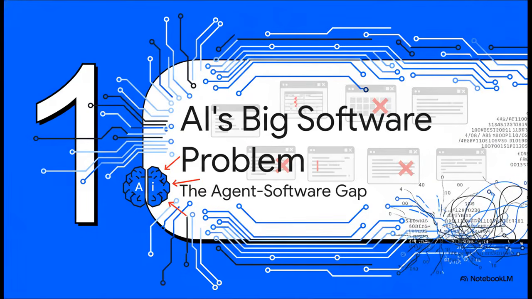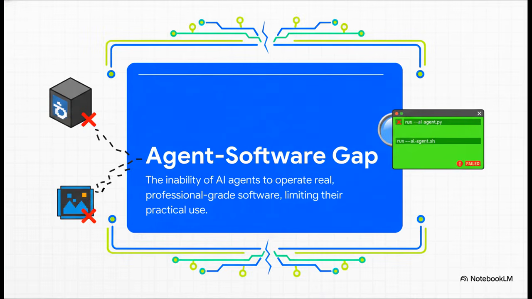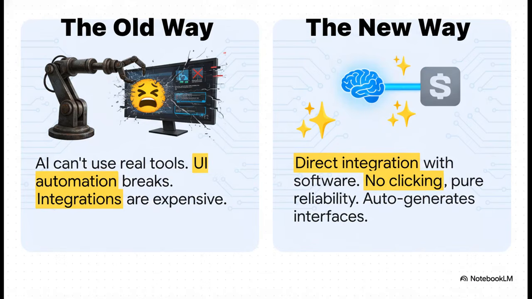So, what is that problem exactly? Well, it kind of boils down to this. For all their brain power, AI models are actually terrible at using real professional software. And this massive disconnect has a name, the agent software gap. Think about it this way. An AI can write you an incredible script for a 3D animation, but it can't actually open up Blender and make it happen. It can tell you how to edit a photo step by step, but it can't actually use a tool like GIMP. And that gap right there is what's holding AI back from being truly useful in our day-to-day professional lives.